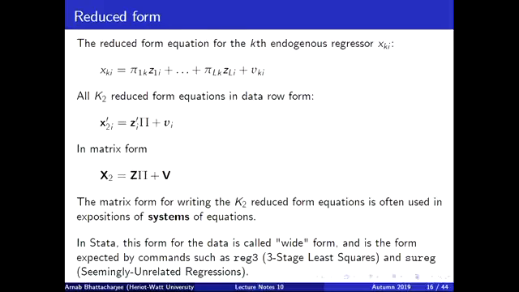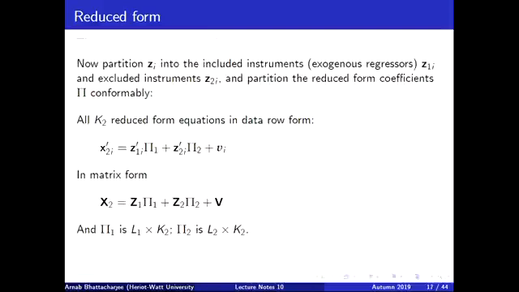So this is our matrix form then, right? So this is like a system of equations really. That's all that there is to it. In Stata, this form is called a wide form, okay, of writing down equations. That is typically what we use for three-stage least squares and seemingly unrelated regressions. That's an aside. Okay.